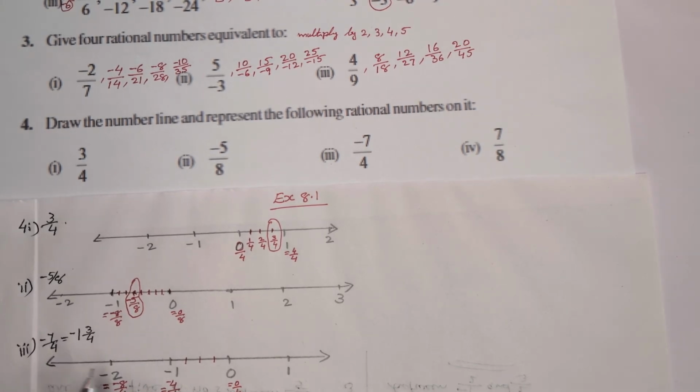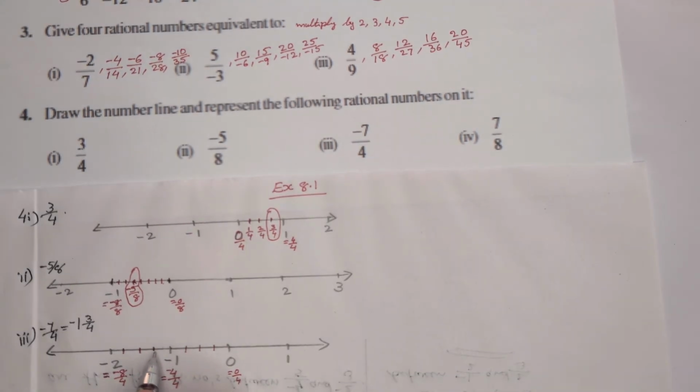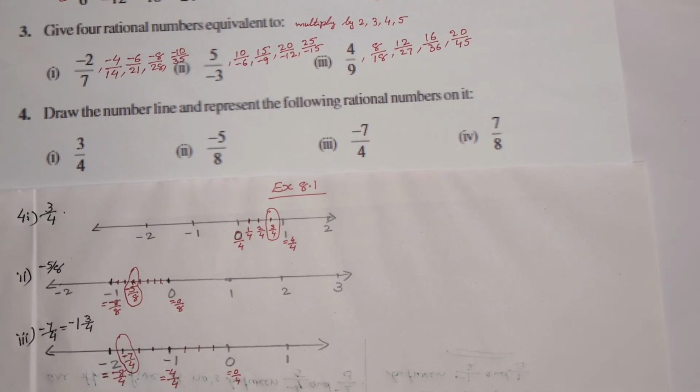Again denominator is 4. So we are dividing the section in between 1 and 2 into 4 equal parts. Here minus 4 by 4. And next number is 5 by 4, 6 by 4, next is 7 by 4. This is the number representing minus 7 by 4. Next number minus 2, that means minus 8 by 4. Minus 1 is same as minus 4 by 4. So minus 7 by 4 is here near to minus 2.